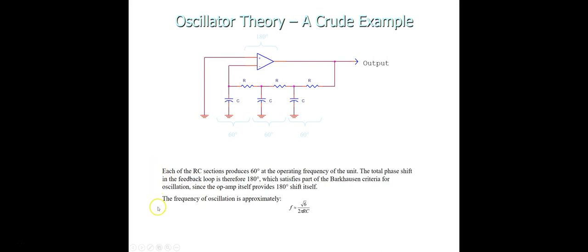I'll just quickly read here. Each of the RC sections produces 60 degrees at the operating frequency of the unit. The total phase shift in the feedback loop is therefore 180 degrees, which satisfies part of the Barkhausen criteria for oscillation, since the op-amp itself provides a 180 degree shift. The frequency of oscillation is given by this formula. F is approximately equal to root 6 divided by 2 pi RC.